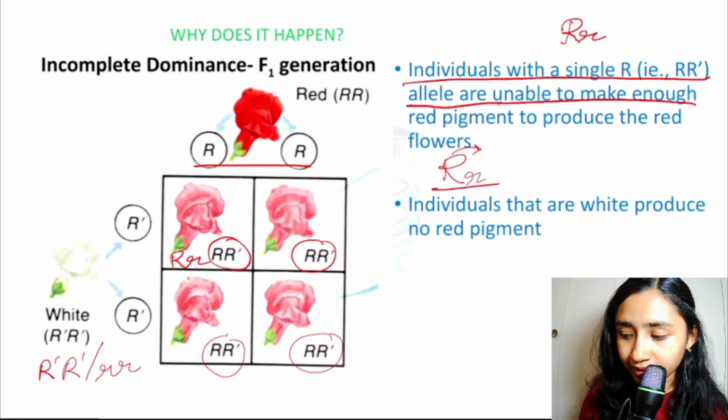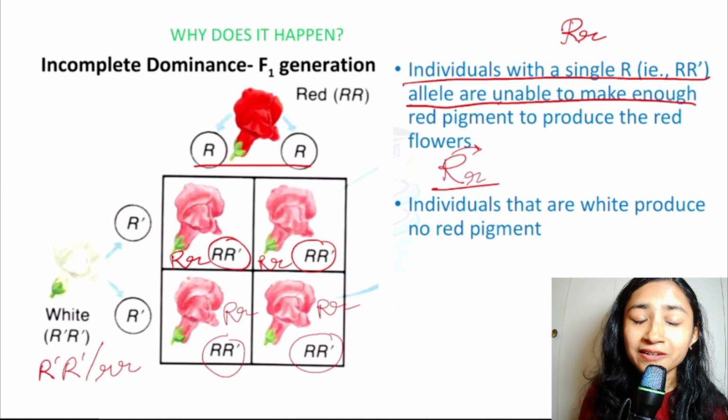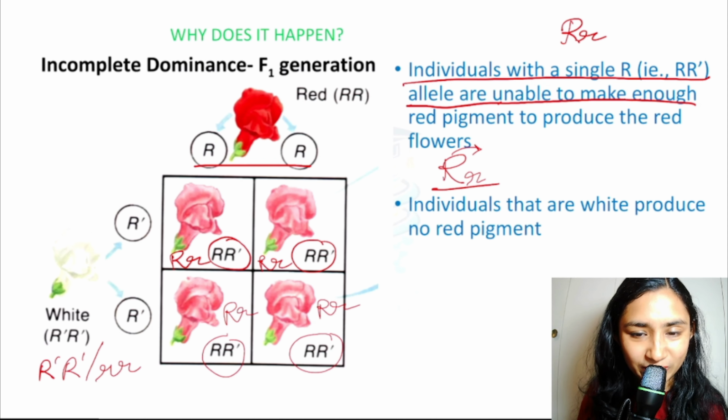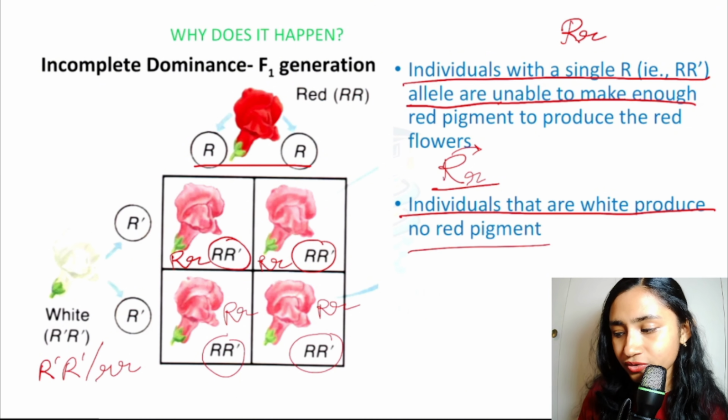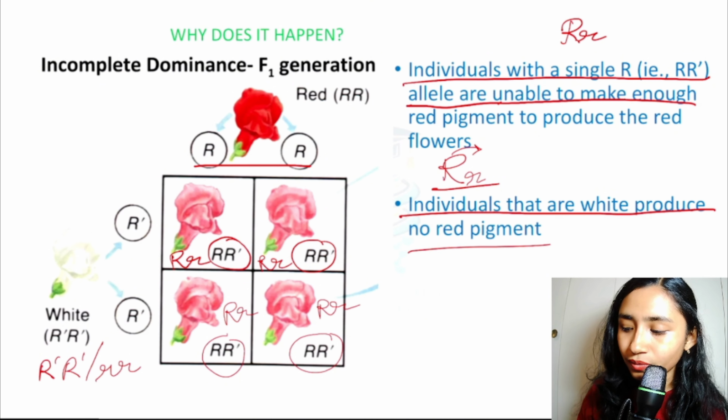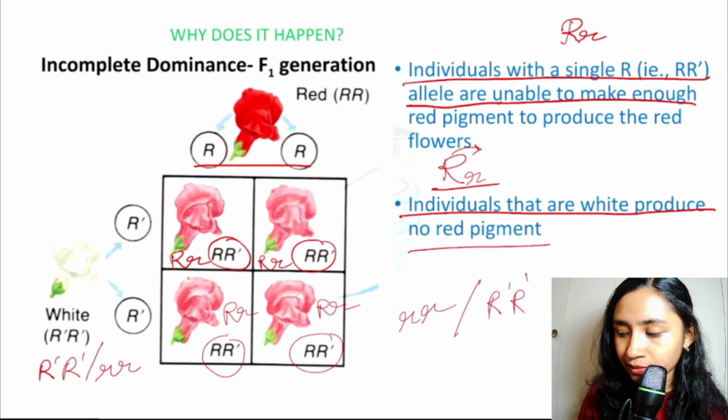You will think that because of the capital R the flowers will be red, but no, the flowers are not red. The flowers are pink in color because it's a case of incomplete dominance. Okay, and the individuals that are white produce no red pigment. Yes, the individuals who have the small r, or r dash, will be white in color.